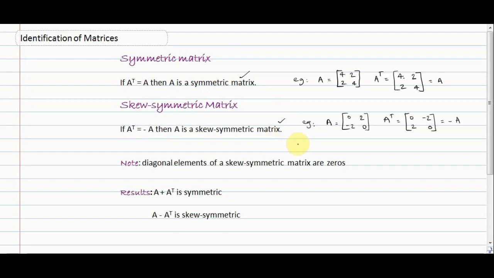So the peculiarity of a skew symmetric matrix is that all diagonal elements will be equal to 0. So the diagonal elements of a skew symmetric matrix are zeros. Okay, now there are two results related to these two types. That is, A plus A transpose is symmetric. And another result is A minus A transpose is skew symmetric.